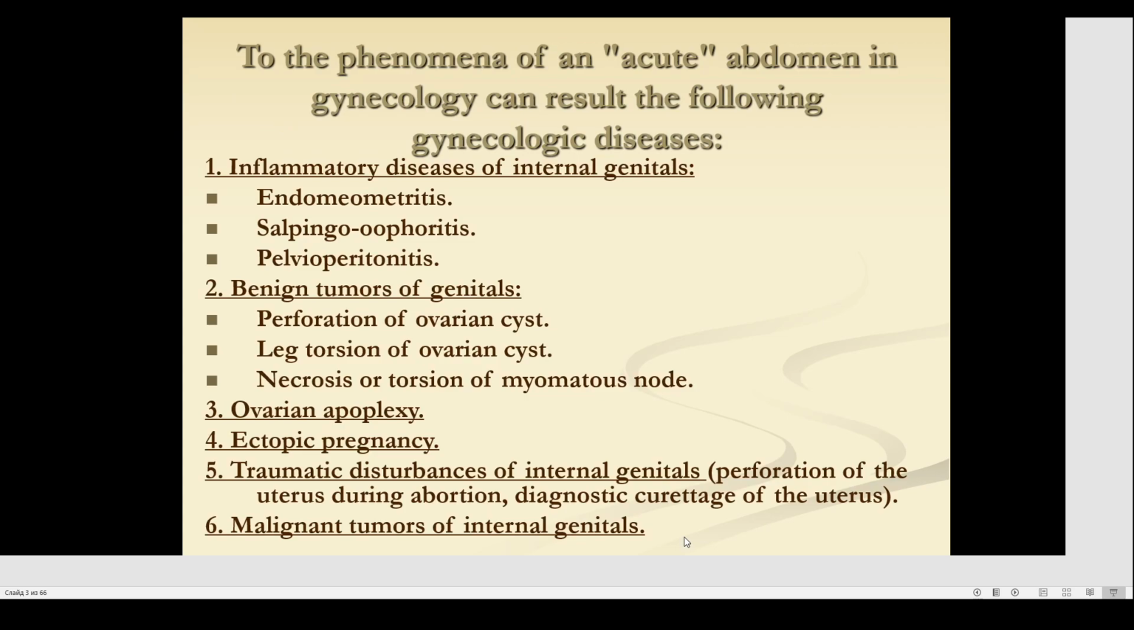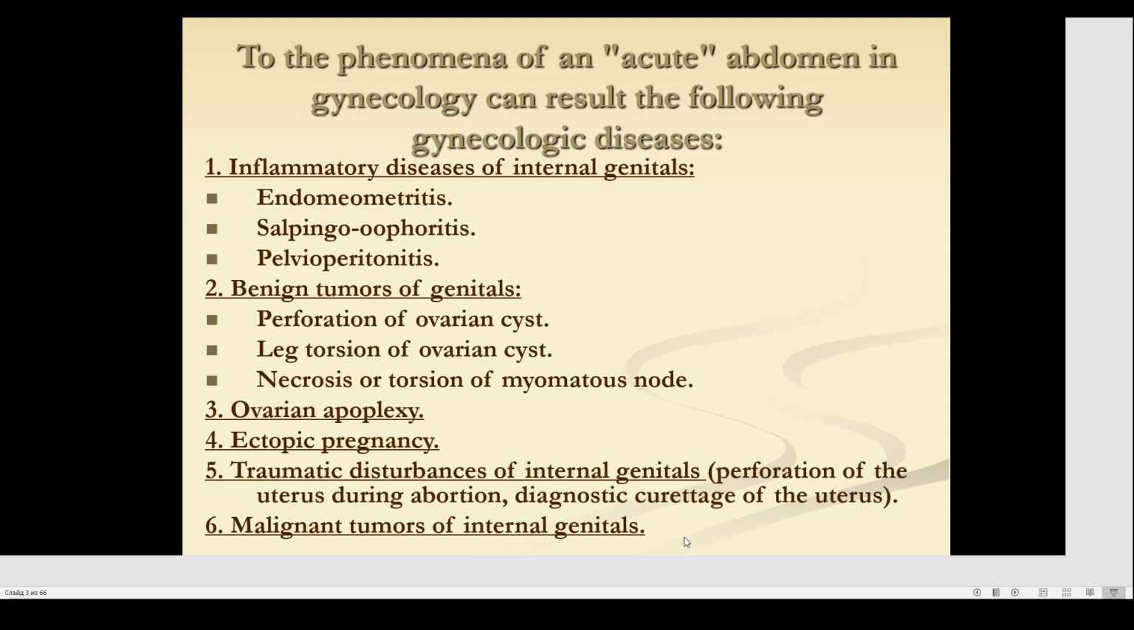What pathologies are included in today's topic and in the phenomena of an acute abdomen? First, some inflammatory diseases of internal genital organs such as endometritis, endomyometritis, salpingo-oophoritis, pelviperitonitis. Another group of diseases is benign tumors of genitals. More correctly, complications of some benign tumors, such as perforation or rupture of an ovarian cyst, torsion of the leg of an ovarian cyst, its necrosis, or torsion of a myomatous node.